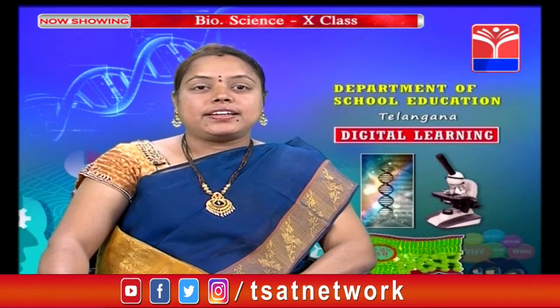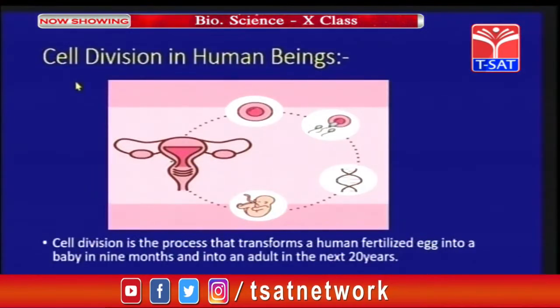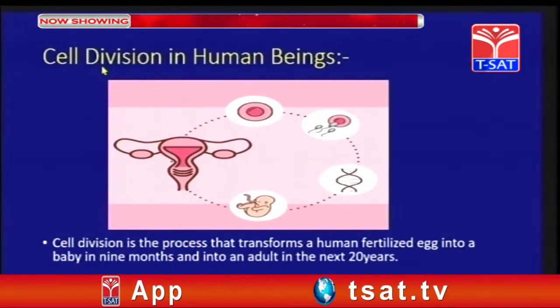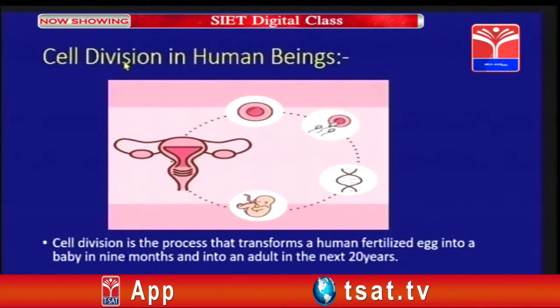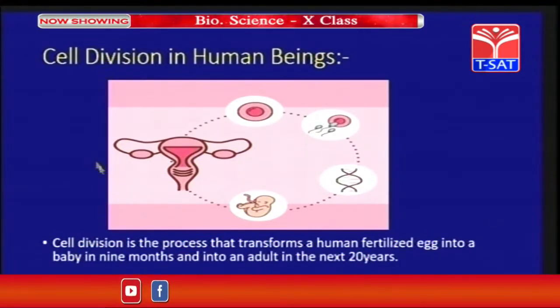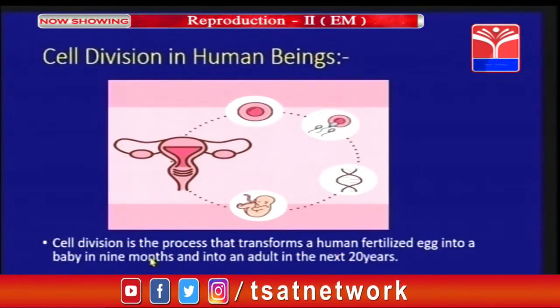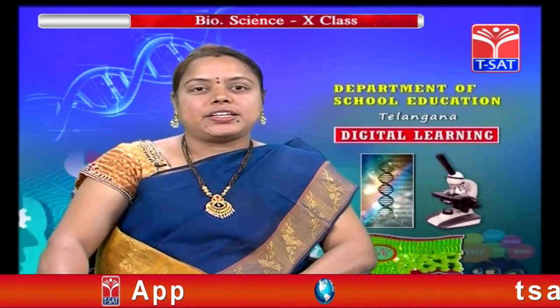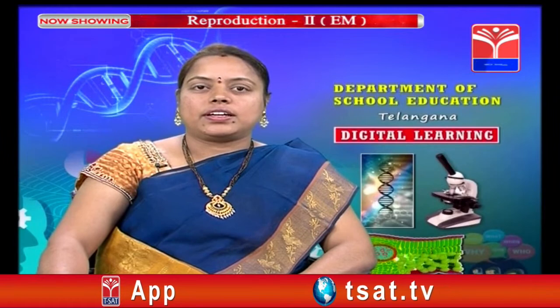Cell division. Cell is the structural and functional unit of life. Cell division is common in unicellular and multicellular organisms. And you know children, cell division is the process that transforms a human fertilized egg into a baby in 9 months and into an adult in the next 20 years. So cell division plays a major role in the development of the organism.